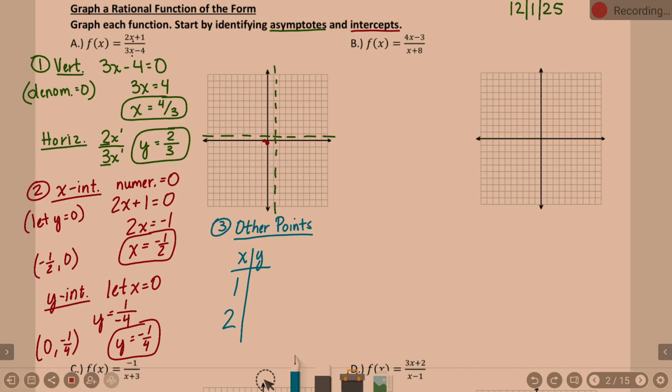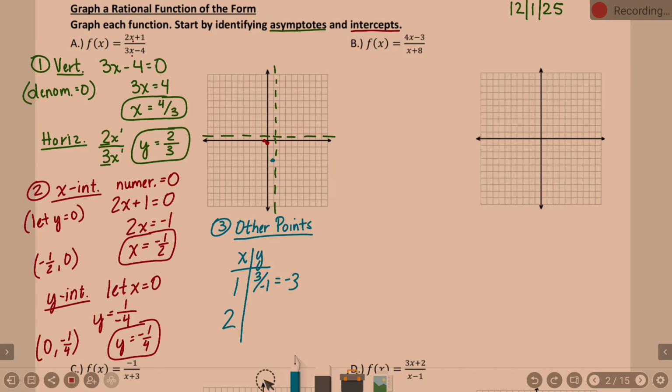Now, I'm going to plug 1 in. 2 times 1 is 2. Plus 1 is 3. Over 3 times 1 is 3. 3 minus 4 is -1. And 3 divided by -1 is -3. So one ordered pair that I know is 1, -3. Well, from the origin, if I go right 1, down 3, does that just barely keep me on the left side of that asymptote? Just barely, yes, but it keeps me there.